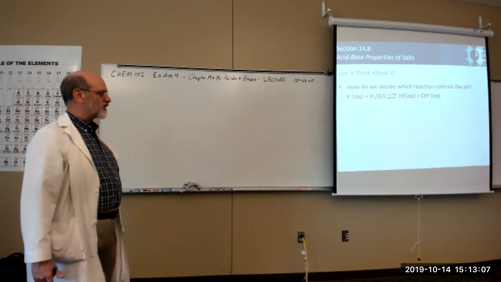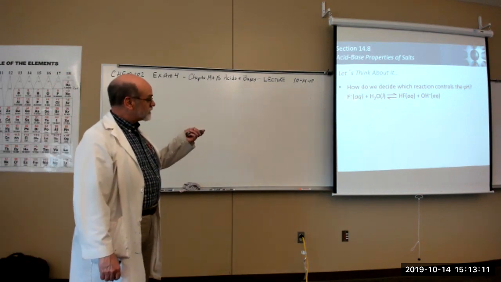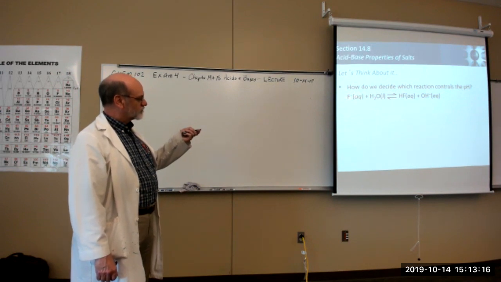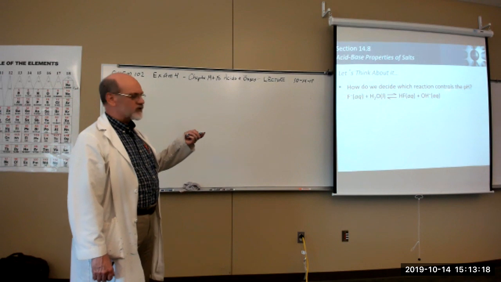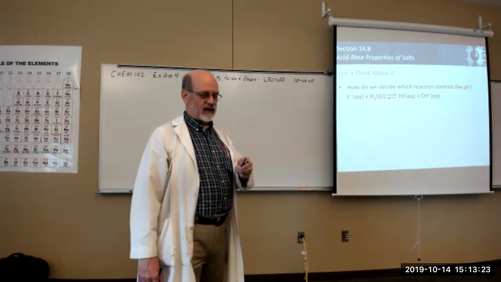Which one controls the pH? We look at, notice that this is the conjugate base of HF reacting with water to produce OH minuses. That means what are we going to calculate here? A Kb.